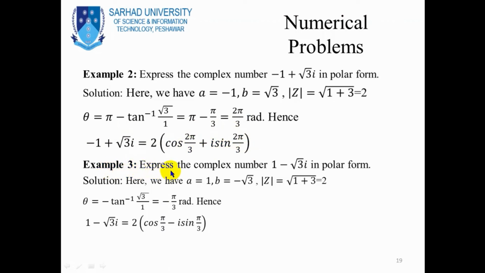Now example number 3. To express the complex number 1 minus under root 3 iota in the polar form. Here a is equal to 1 and b is equal to minus under root 3. So the modulus is equal to square root of 1 plus 3, which is equal to 2. Now theta is equal to minus tan inverse under root 3 by 1. So tan inverse under root 3 is equal to pi by 3. So theta is equal to minus pi by 3 radian. Hence 1 minus under root 3 iota in the polar form is equal to 2 into cos theta minus iota sine theta.